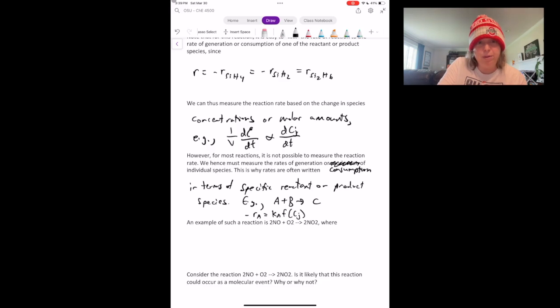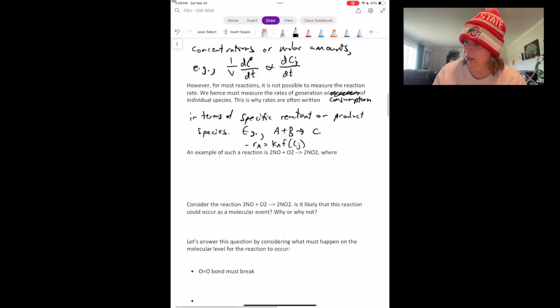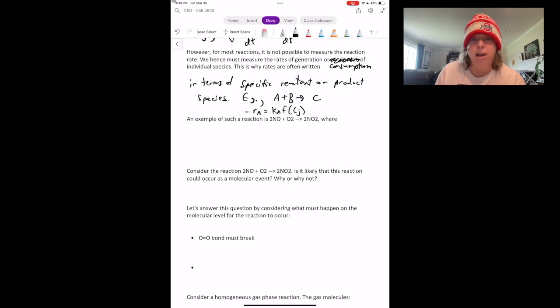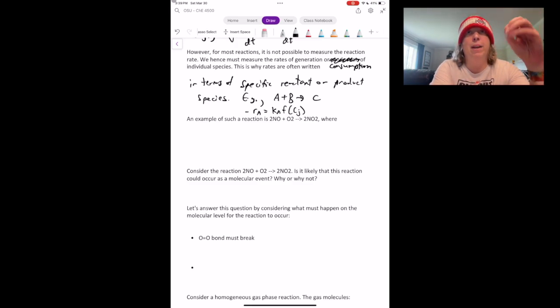So an example of such a reaction where this is true is the NO oxidation reaction. So this reaction, 2NO plus O2 goes to 2NO2. So for example, here we can't measure the reaction rate. The reaction here involves two nitric oxide molecules combining with one molecular oxygen molecule, and we can't track how that happens. We can't see the molecular level, so we can't sit here and count every time that event happens. And in fact, I'll show in a second that that particular event probably doesn't actually really happen. So even if we could see the molecular level, we would never see that.